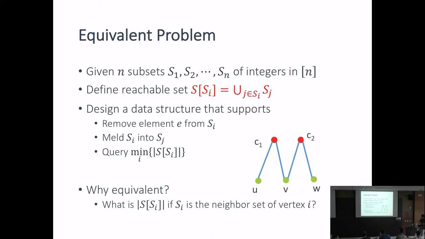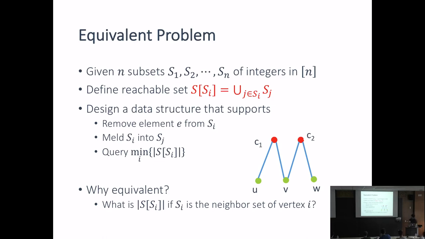We can simply define S_i to be the neighbor set of vertex i. So in this case, we just need to consider the component graph. And then in order to find the min degree vertex, we just need to query the min of the size of reachable sets.